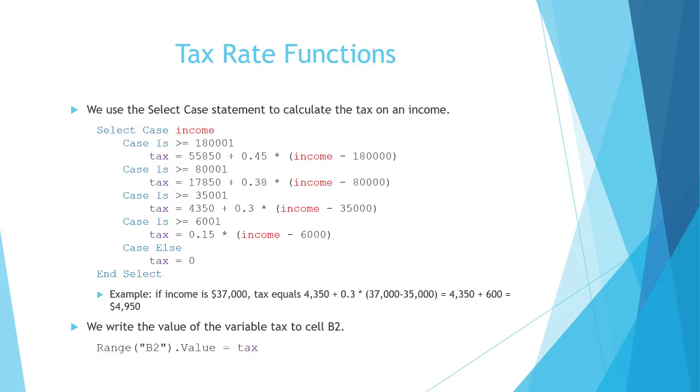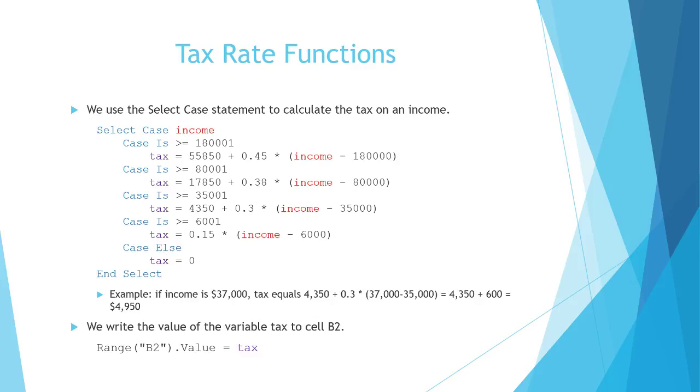We move on to our next page where we have another select case. And this is once again going to be with the variable income. And as you can see here, we've got different cases for the amount of money. So greater than or equal to $180,001. If that happens, then the variable tax is going to equal $55,850 plus 45 cents, or 45%, times the value of income minus 180,000. And then we have all these different cases for each tax bracket, with each tax rate.